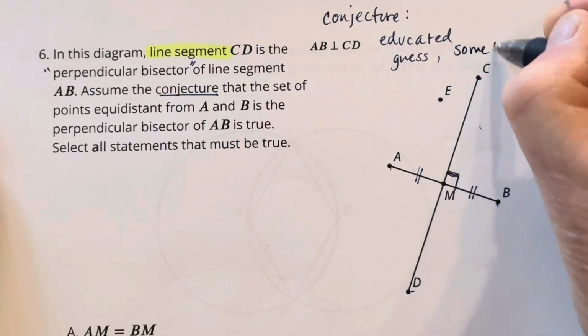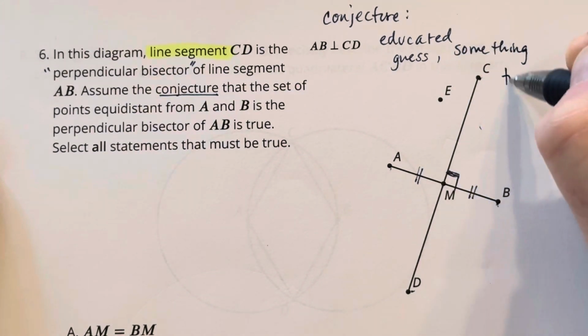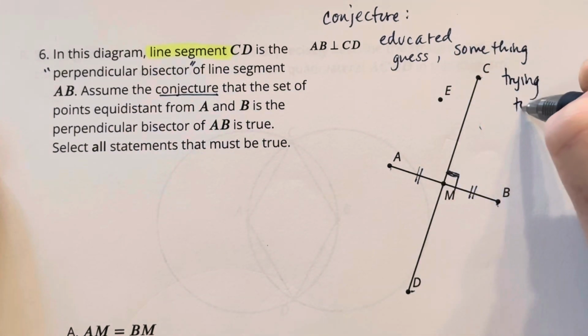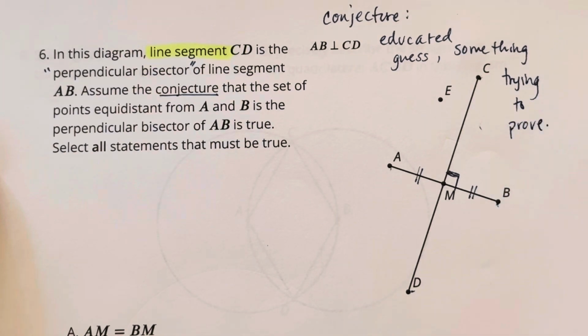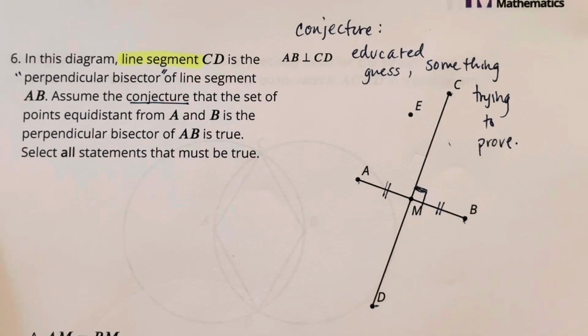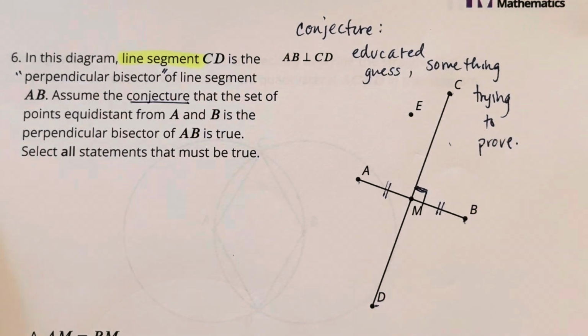Something you're trying to prove. A lot of new words being thrown at you. I'll try to explain what those mean. So conjecture is an educated guess of something you're trying to prove.